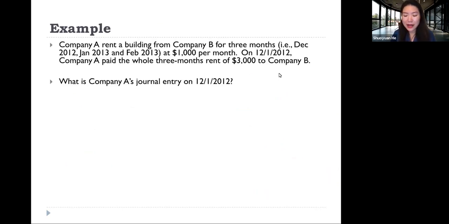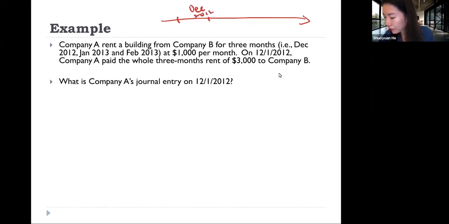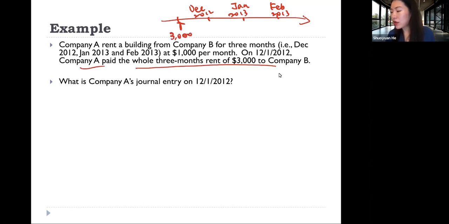So let's look at an example here. Company A rents a building from company B for 3 months, which is December 2012, January 2013, and February 2013, at 1,000 per month. On December 1st, 2012, company A paid the whole 3 months rent of 3,000 to company B. So what is company A's journal entry on December 1st, 2012?